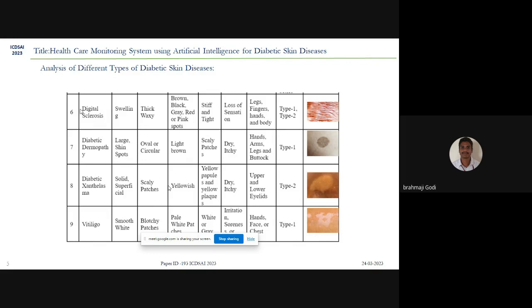That is what we are currently working on, and we are still going to improvise. That is the reason we are going to train well. We need some more data sets in order to train the model efficiently, to classify whether it is a diabetic skin disease or a non-diabetic skin disease, sir.